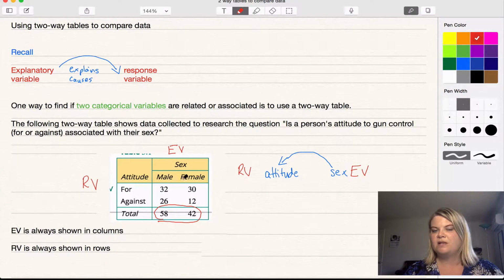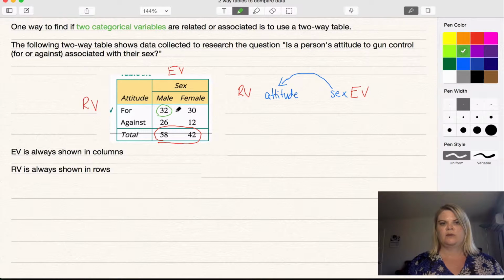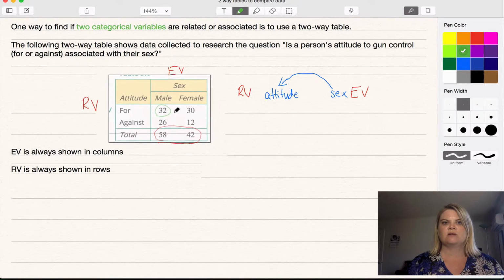To make this table easier to read, to see if there really is an association, a difference between the two genders, the best thing we need to do is to convert these numbers into percentages. I'm going to show you how to do this data point in green, change it into a percentage.